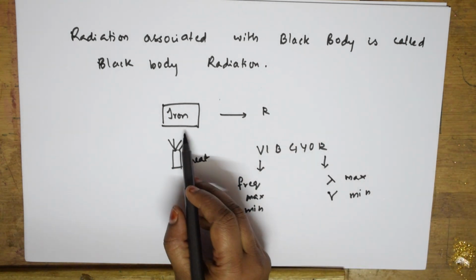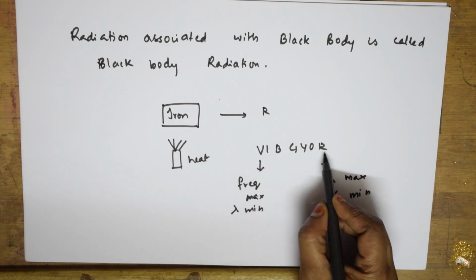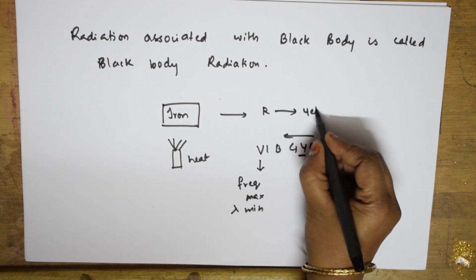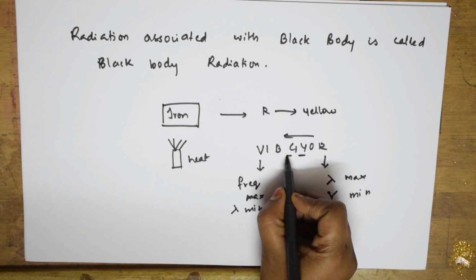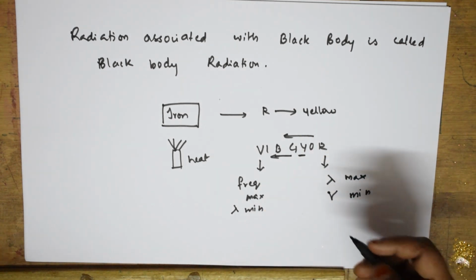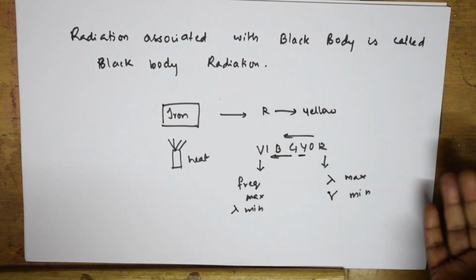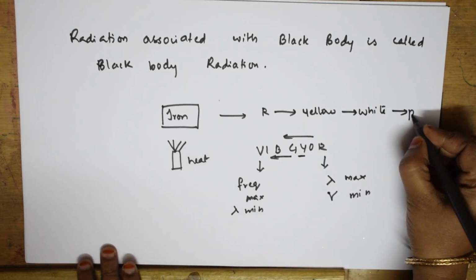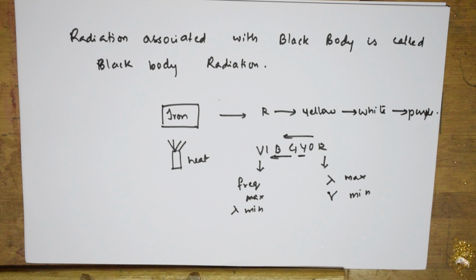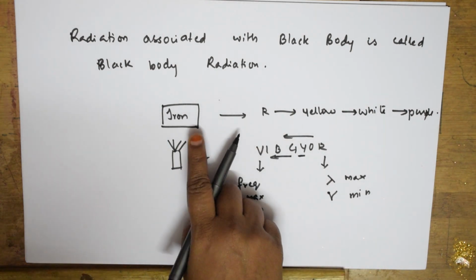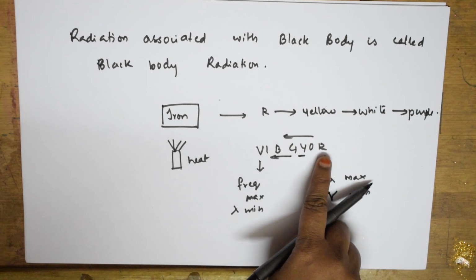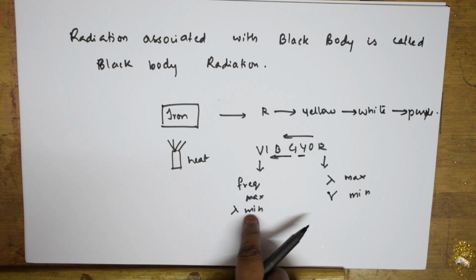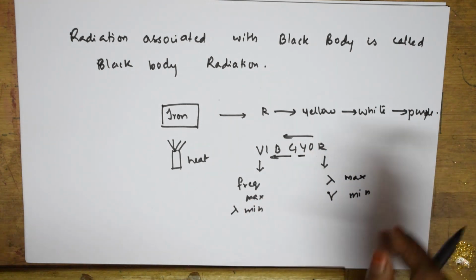Now see, when you're heating iron, first it becomes red hot. Then gradually, when you heat further, it becomes yellow, going in this direction. Then it becomes white, then almost purple in color. Now see the concept. What's happening when you heat a black body? Gradually it goes towards a range where frequency is maximum and wavelength is minimum. It's going in this direction, isn't it?